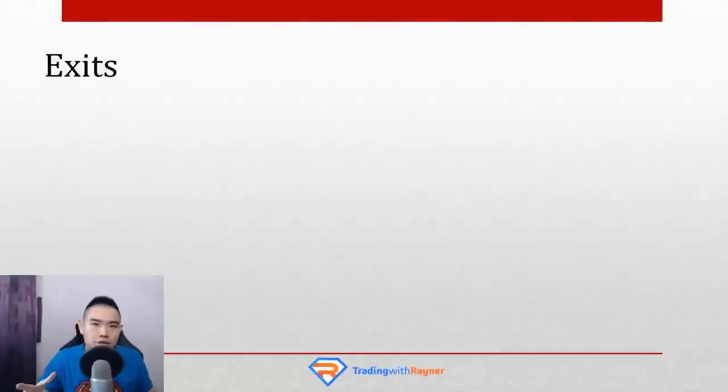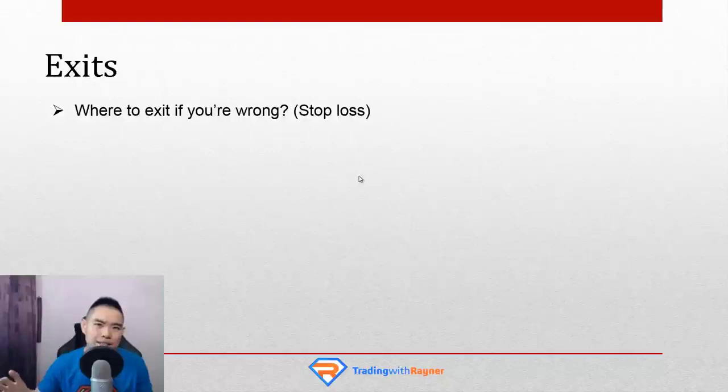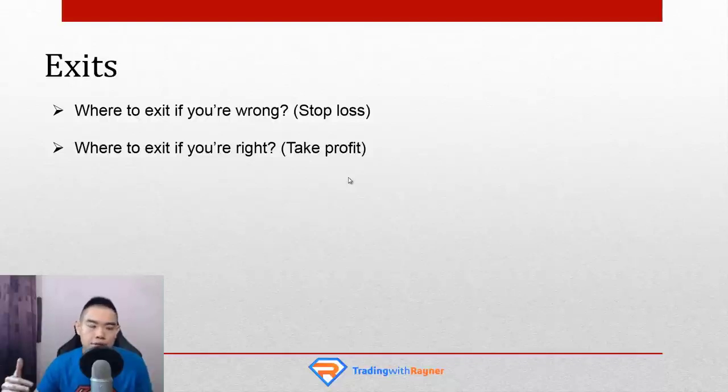In this section, it's all about exits. When it comes to your exits, there are two parts to it. First part is this: where do you exit if you're wrong? This is also known as your stop loss. Number two, where to exit if you're right. This is also known as your take profit. So let's study stop loss first. Where do you set a proper stop loss when you're trading so you don't get stopped out too early?